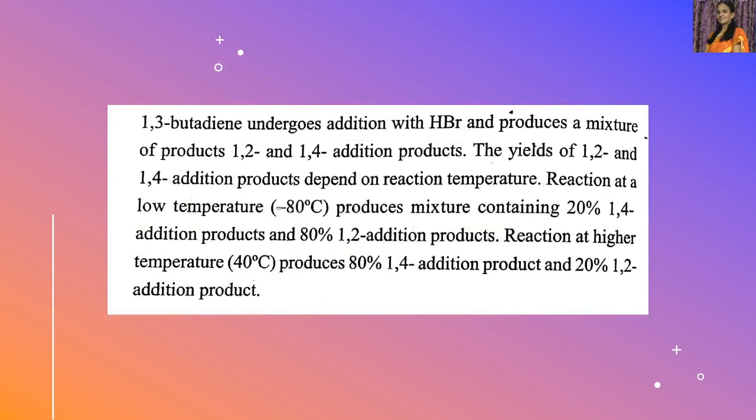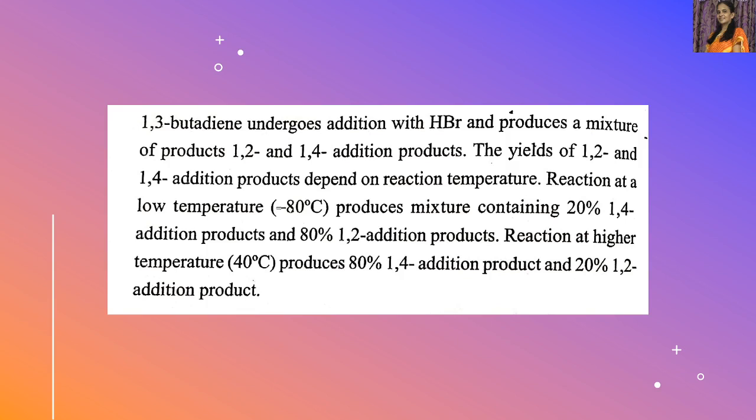Now this 1,3-butadiene undergoes addition with HBr and produces a mixture of products. There, 1,2 and 1,4 addition products are produced. 1,2 addition in the sense hydrogen goes to the first carbon, Br goes to the second carbon. And 1,4 addition in the sense H goes to the first carbon and Br goes to the fourth carbon. The yield, the quantity of 1,2 and 1,4 products, is dependent upon the reaction temperature.